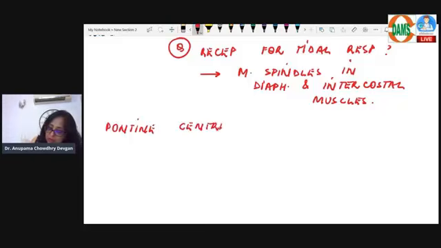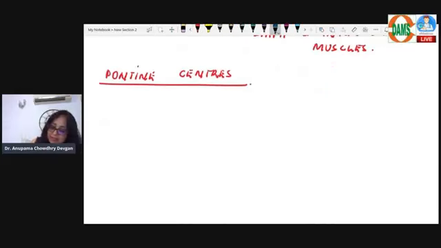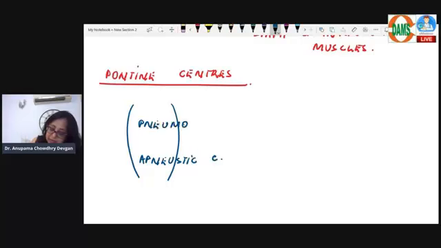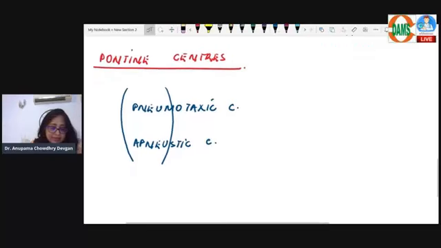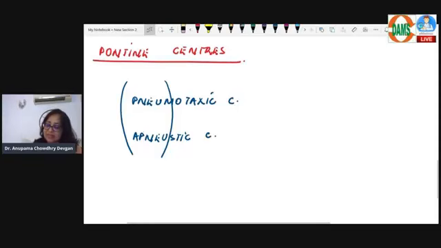Next, let's see the pontine centers. Which are the pontine centers? In the lower pons is the apneustic center. In the upper pons is the pneumotaxic center. The lower pons is the apneustic center, and the upper pons is the pneumotaxic center.